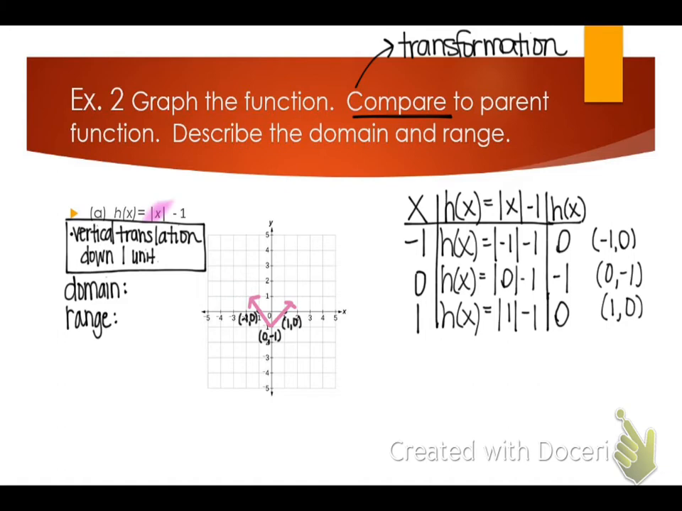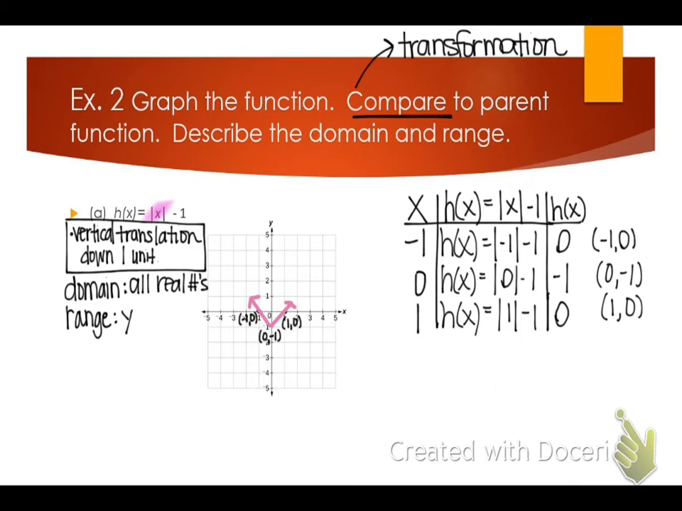It goes off in both directions forever and ever. So there's no number that x cannot be. So guess what the domain is? All real numbers. That's how easy this is. Because the arrows are there and the sides go off in both directions, this is all real numbers.